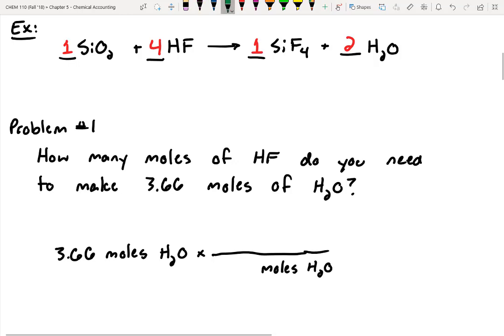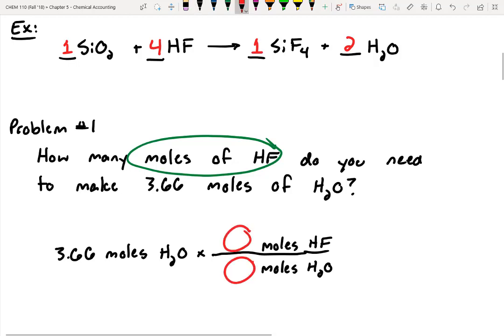And we're trying to figure out how many moles of HF, so that must be our remaining unit. So I'd put moles of HF on the bottom, and now we've got to figure out what this ratio is going to be. How many moles of HF are there for how many moles of water? What do you think that ratio will be? If we look at our chemical equation, we've got 4 moles of HF for every 2 moles of water. So it's going to be a 4-to-2 ratio for those two elements of our chemical equation, right?